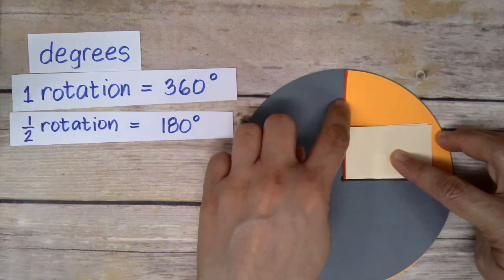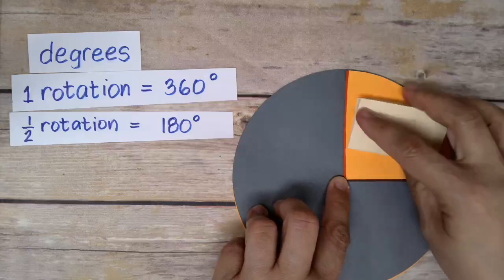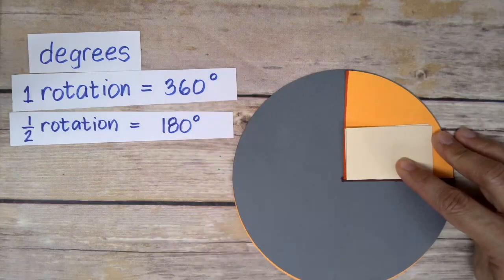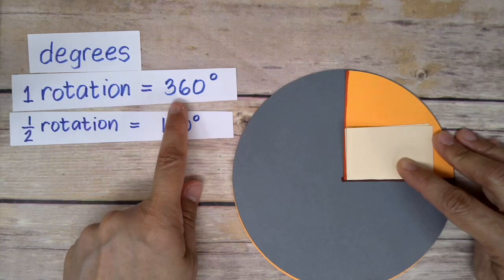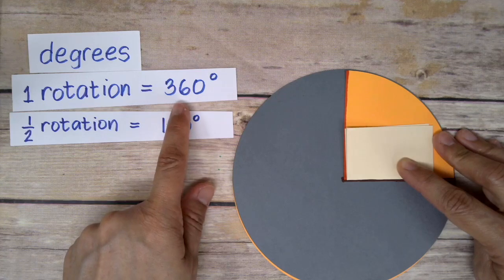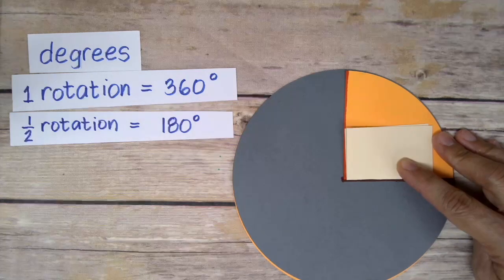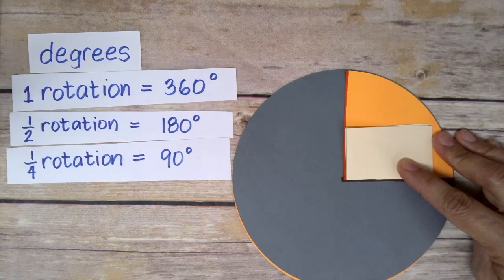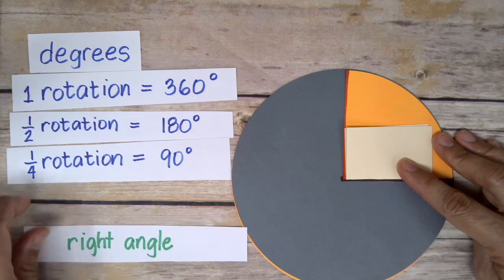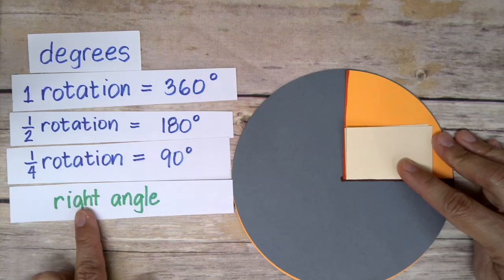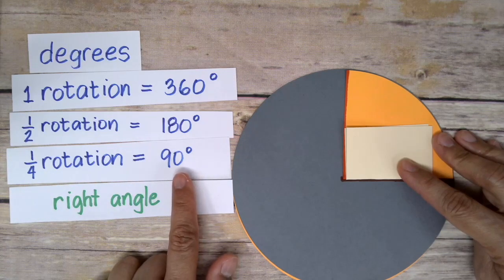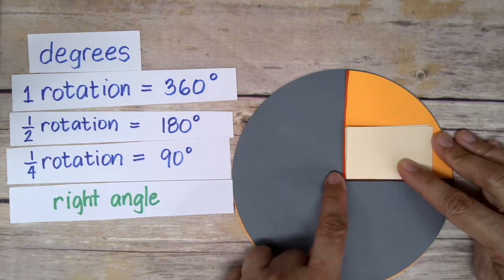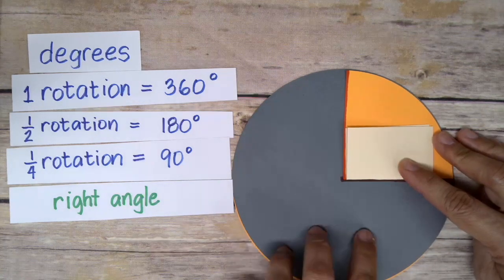Okay, so this orange angle is about 1/4 of a rotation, and 1/4 of a rotation means it's 1/4 of 360 degrees. That means we divide 360 degrees by 4. That will give us 90 degrees. And 1/4 of a rotation, that's 90 degrees, and it has a special name. We call it the right angle. Right angle, an angle that has a measure of 90 degrees. So this angle here is a right angle.